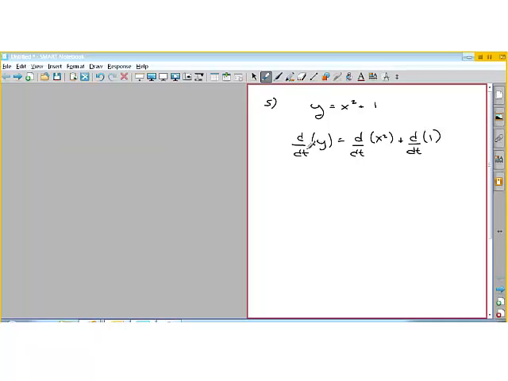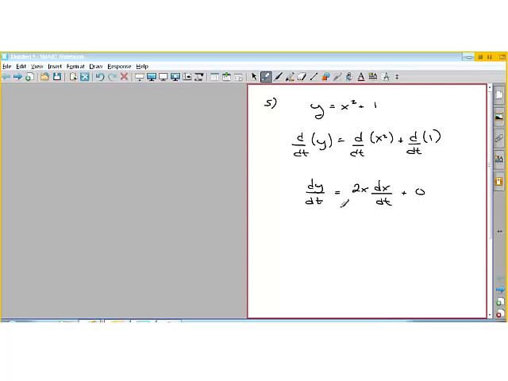So what is dy/dt? It's just dy/dt, because it's just y by itself. And then the second part, you take the derivative of x squared and you get 2x, and then you multiply it by dx/dt. And the derivative of a constant is always 0, no matter what you're taking the derivative with respect to.